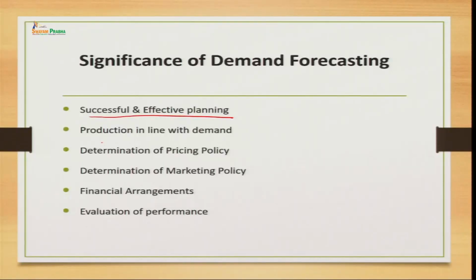Secondly, we are saying production in line with demand. That means you will be producing whatever is being demanded by the consumer, right. You will be producing up to that quantity, right. Forecasting will give you the answer of demand in the market for your product, right. So, again this will help you to overcome the problems of overproduction and underproduction.